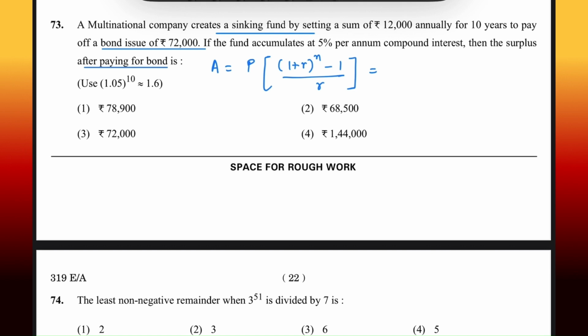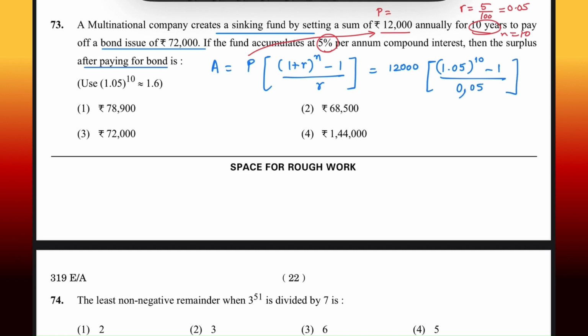What is P here? P is rupees 12,000. What is R here? R is 5%, so R is 5 over 100, which is 0.05. What is N here? N is 10, so N equals 10. So we put all this information in our formula. So here you have 12,000 into 1.05 raised to the power 10 minus 1 divided by 0.05. So first you take decimals out, you get 100. So 5 cancels with 100 at 20. So 20 is multiplied with 12,000, so you get 2,40,000.